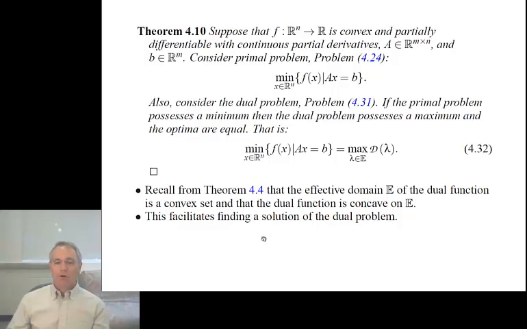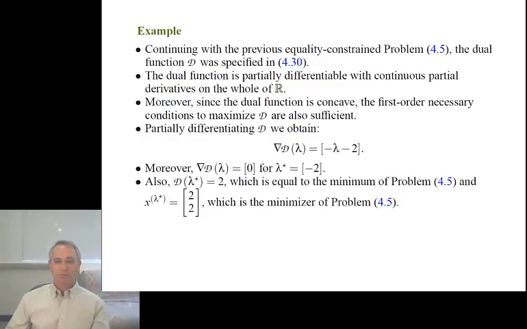Let's make that a little bit more formal. Let's suppose f is convex and partially differentiable, A is a matrix, and b is a vector. Let's consider the primal problem. Let's also consider the dual problem where we maximize the dual. If the primal problem has a minimum, then the dual problem also possesses a maximum. And furthermore, the minimum of the primal problem is equal to the maximum of the dual problem. In other words, there's no duality gap. So this can facilitate finding a solution of the dual problem and finding a solution of the original primal problem.